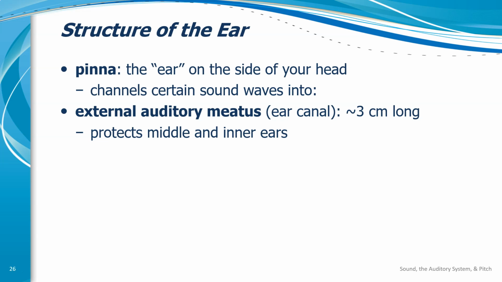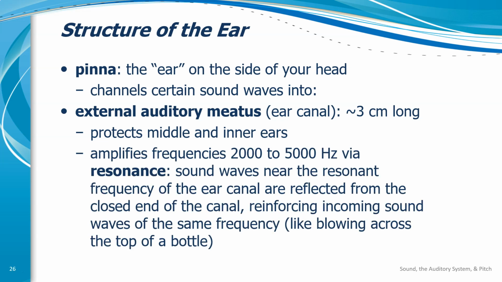Now, I did mention the ear canal is a tube that is closed at one end. That is really important because it's kind of like having a water bottle. So what happens is sound waves go into your ear canal, they hit your eardrum, and then some of them bounce back out again. Now, if they have just the right wavelength, the ones coming out are going to be reinforced by those same ones coming in, and that's going to increase their amplitude. Now, this happens mostly to frequencies between about 2,000 to 5,000 hertz, and this property is called resonance.